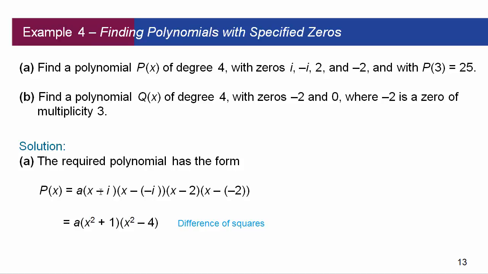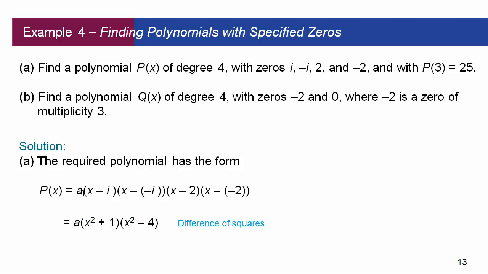Now, when you have an a minus b times an a plus b, we know that that just gives us a squared minus b squared. But in this case, minus i squared, remember i squared is negative 1, so we get minus a negative 1, which becomes plus 1. That's where this piece comes from. And then, of course, x minus 2 times x plus 2 gives you x squared minus 4. That's that difference of squares rule that we know.